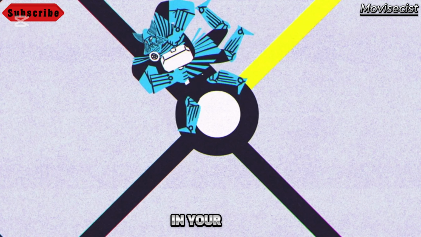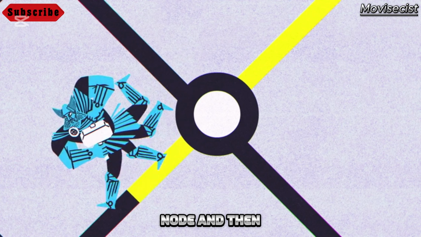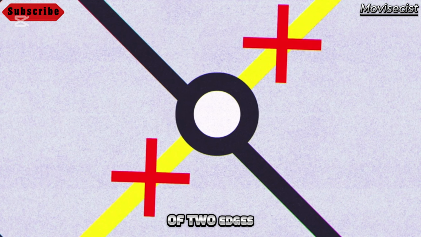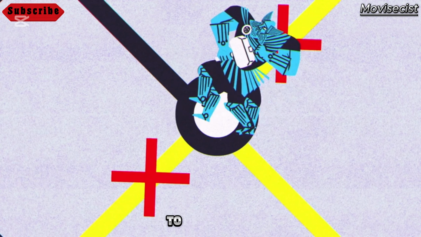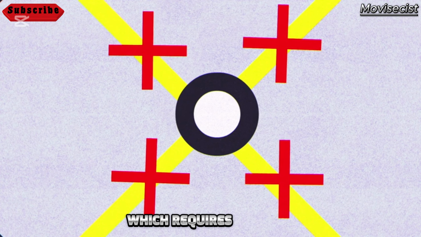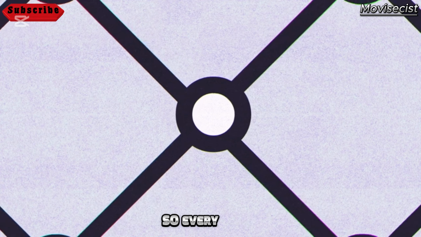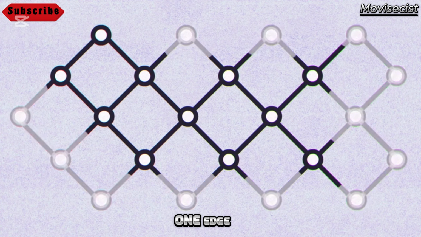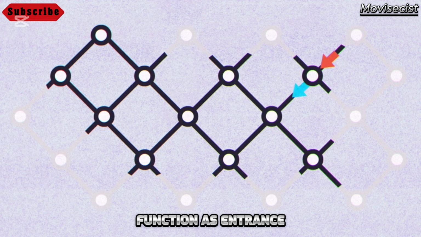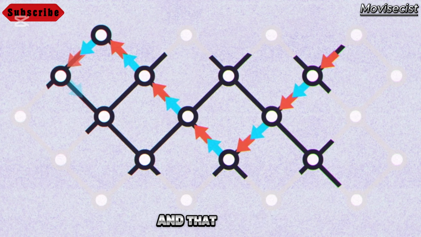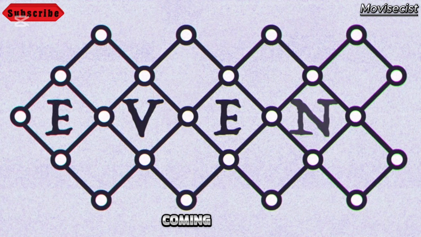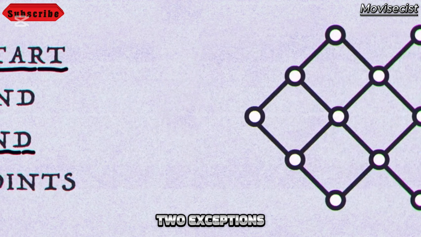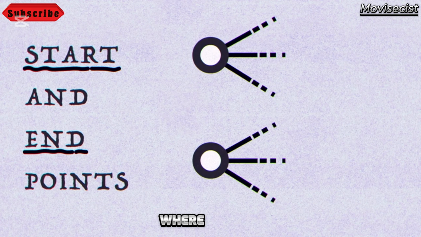During some moment in your run, you'll enter that node and then exit it. That takes care of two edges. If you enter again, you'll need to exit again too, which requires another pair of edges. So every point along your path will have edges that come in pairs. One edge in each pair will function as entrance, the other as exit. And that means that the number of edges coming out of every node must be even. There are just two exceptions, the start and end points, where you can exit without entering, or vice versa.